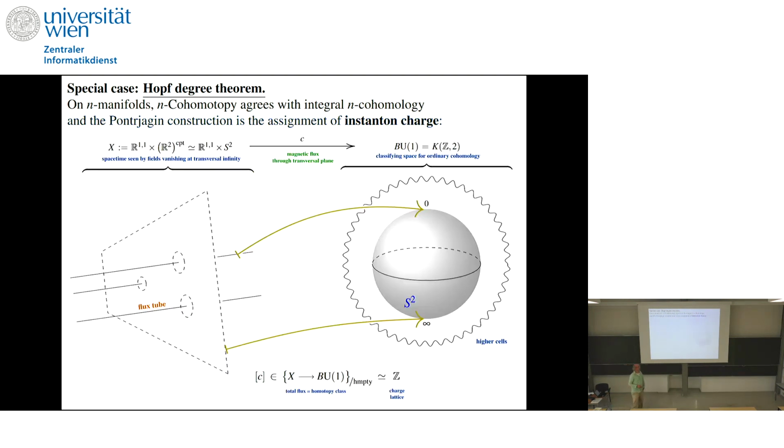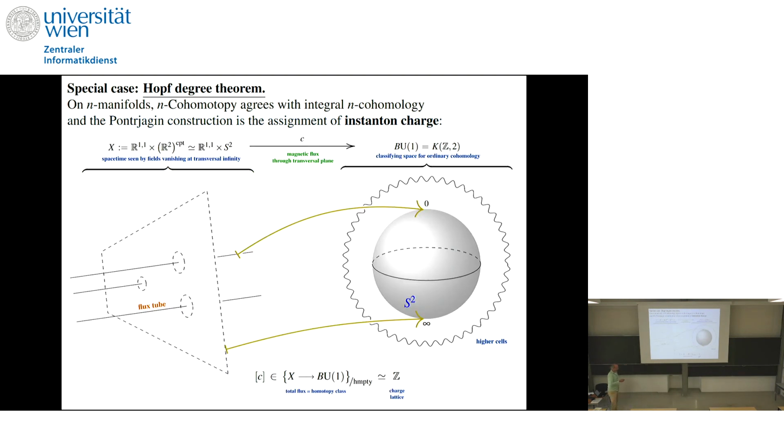So that's Pontryagin's theorem, and it has a special case that is more ancient. This is the Hopf degree theorem, namely in the special case that you're actually mapping an n-manifold to an n-sphere. It is a simple degenerate but important case. In that case, cohomotopy actually agrees with cohomology, and the Pontryagin construction in that case is the assignment of instanton charge.